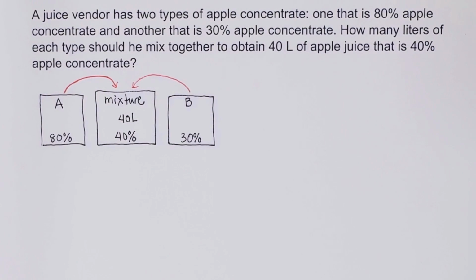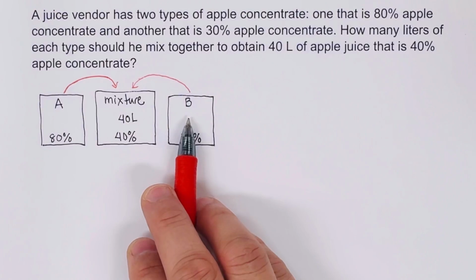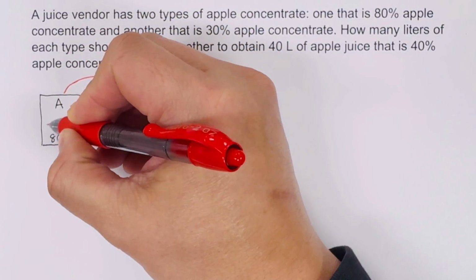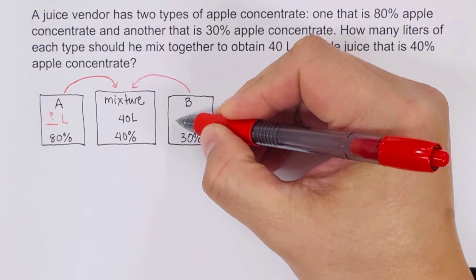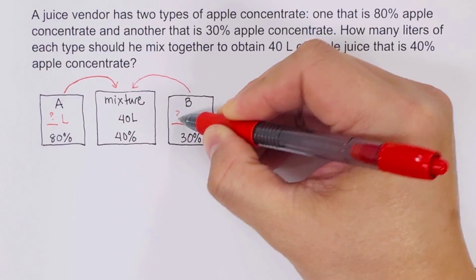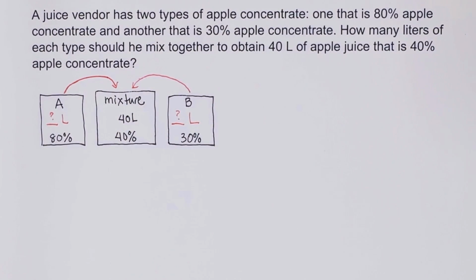Now looking at this, we are missing the volume for juice A and the volume for juice B. So we can label this as blank liters, we don't know what that is, and how many liters of B will be mixed to come up with 40 liters that is 40% apple concentrate. So this is the picture for this problem. Now we're going to organize this data in table form, so I'm going to draw the table on the side here.